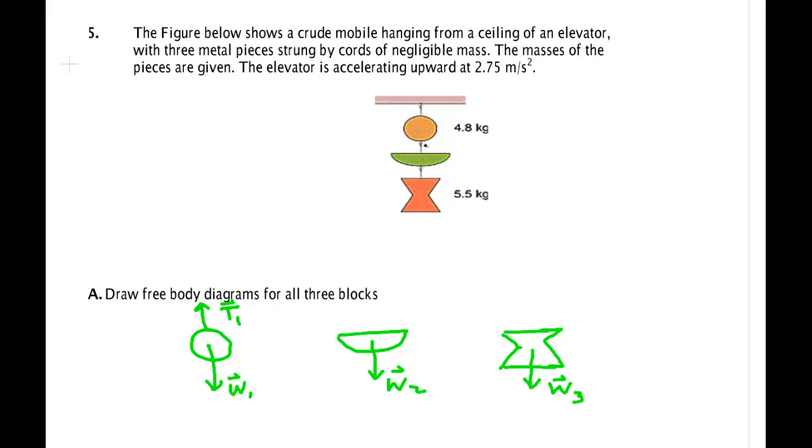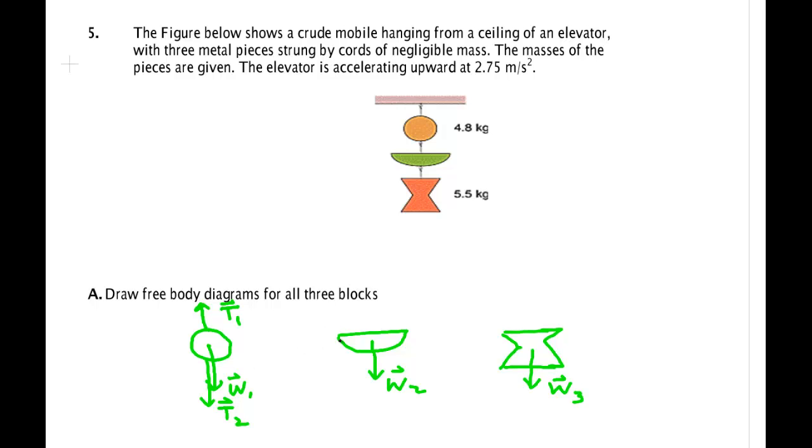Then I have a rope at the bottom pulling down. I'll call that rope T2. There's no reason to believe the tension would be the same in both ropes.